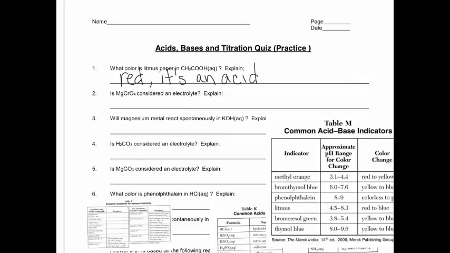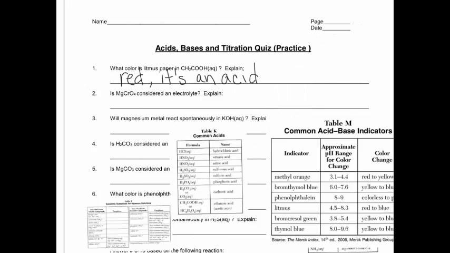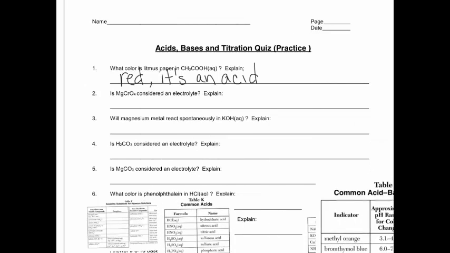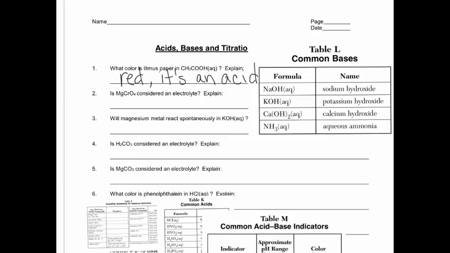The next question asks if MgCrO4 is an electrolyte. Electrolytes are acids, bases, and soluble salts. So we can start by looking in our acid table, and I do not see anywhere in here MgCrO4, so it's probably not an acid. That list is not all-inclusive. And then when we look at table L with our bases, MgCrO4 isn't there either.